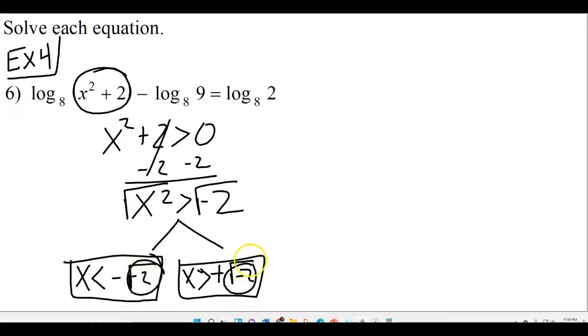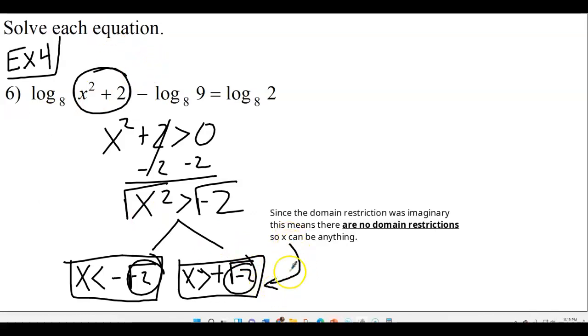Notice we're taking the square root of a negative. That's imaginary. And so a nice little note that maybe you want to add is the following. Since solving this gave me an imaginary number, that means there's no domain restrictions. When I'm trying to find out what are the restrictions on the domain, I end up with an imaginary answer. That means there's no real answer, which means there's no real domain restrictions. So if there are no domain restrictions, guess what that means? That means that x can be anything. So once I go through and solve this equation, whatever answer I get, that's the answer. I don't have to go back and check the domain because the domain has no restrictions on it.